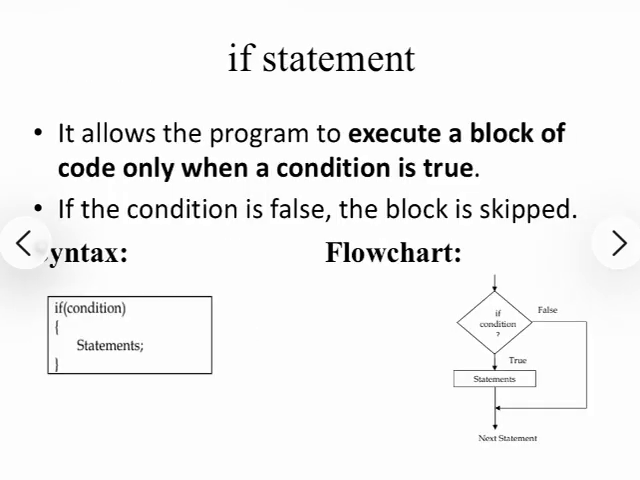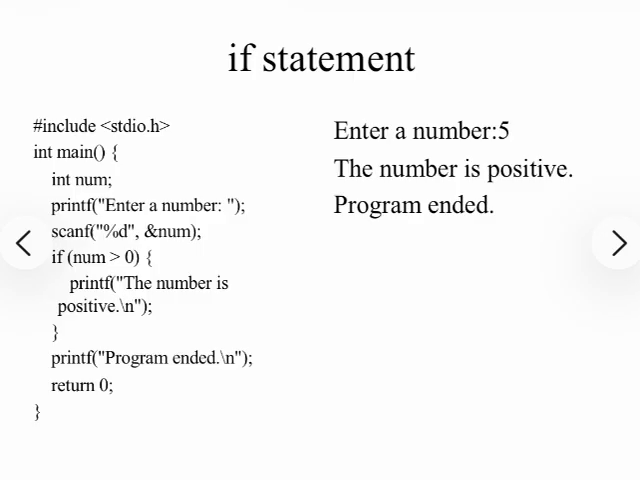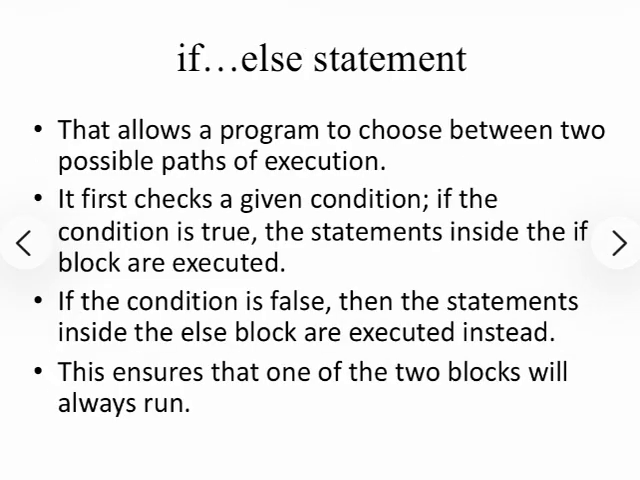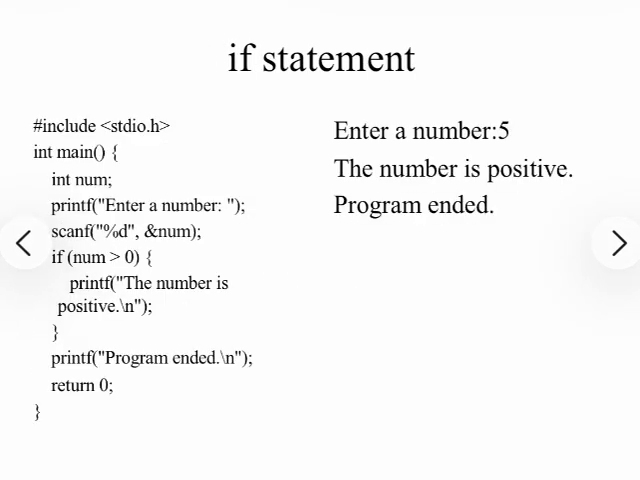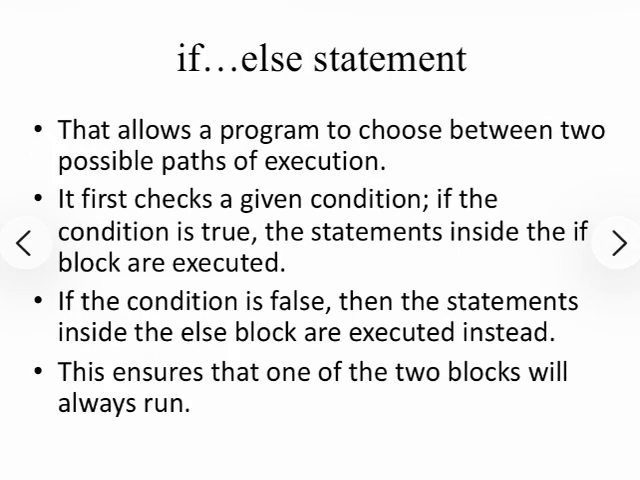First, we are going to see about the if statement. The if statement allows the program to execute a block of code only when a condition is true. If the condition is false, the block is skipped. Here is the syntax and the flowchart of the program. Next, we have given examples of the if statement. Here, the example checks whether the given number is positive. If the number is negative, the program will end automatically.